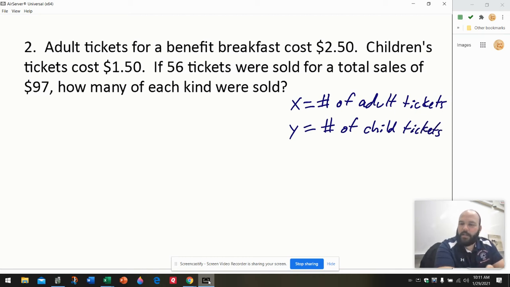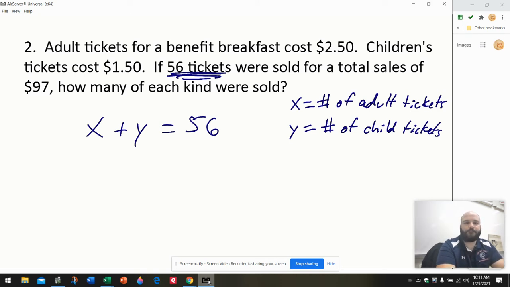Okay, we have two variables, which means we have to have two equations. The first one is going to involve the total number of tickets, just like the last one. It says a total of 56 tickets were sold. So that means x, the number of adults, plus the number of children equals 56. So there's our first equation: x plus y equals 56.